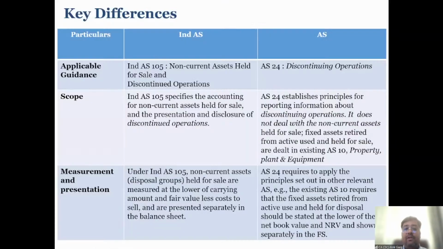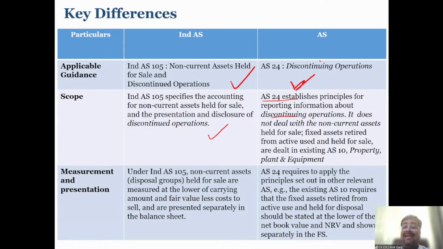So friends, let's come to the comparison with Ind AS and accounting standard. In Ind AS, the guidance is Ind AS 105. In accounting standard, it is AS 24, right? And I have told you that AS 24 only talks about discontinued operations. It does not talk about non-current asset held for sale, right? So Ind AS 105 talks about non-current asset held for sale and the presentation and disclosure of discontinued operation. But AS 24 only talks about discontinued operations.